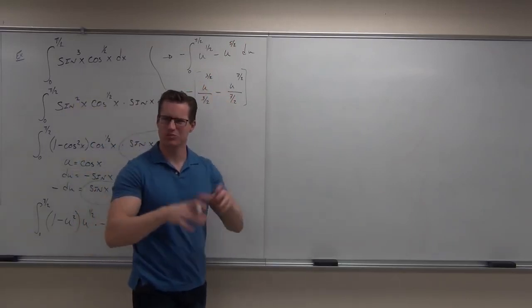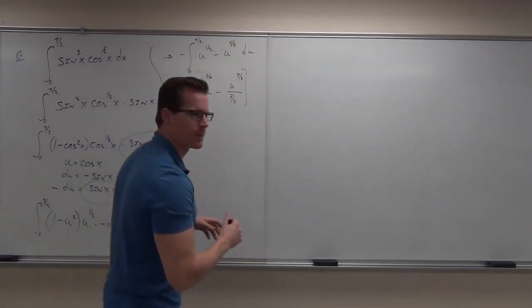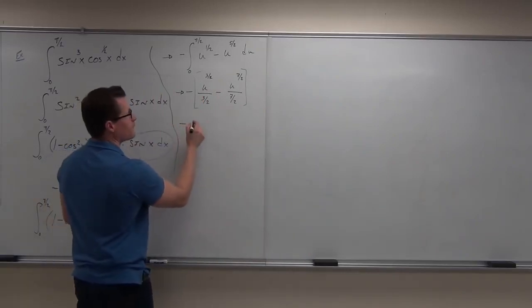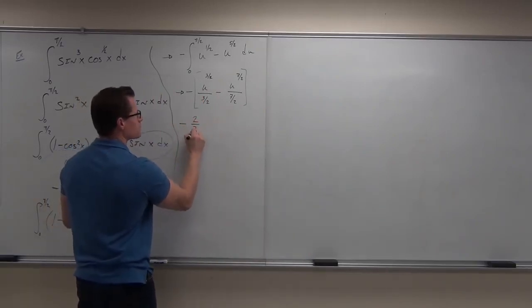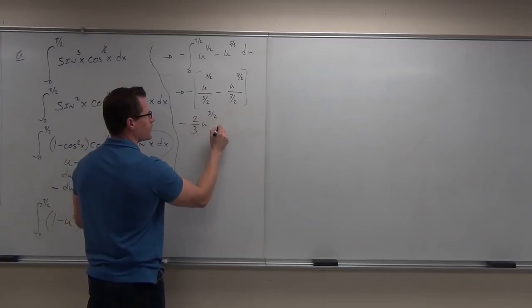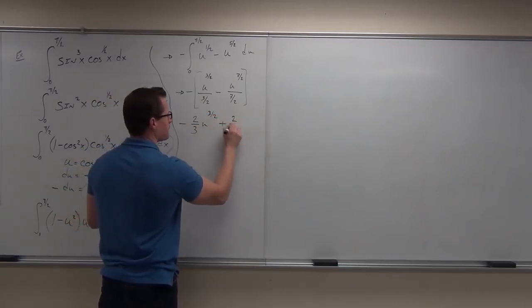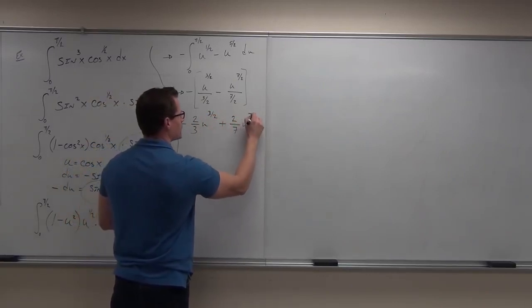What's going to happen here? Let's simplify this. What does it look like? Negative. Okay, so negative, negative what? 2/3 u to the 3/2. Okay, I like it. Then what? Plus 2/7 u to the 7/2. Beautiful.